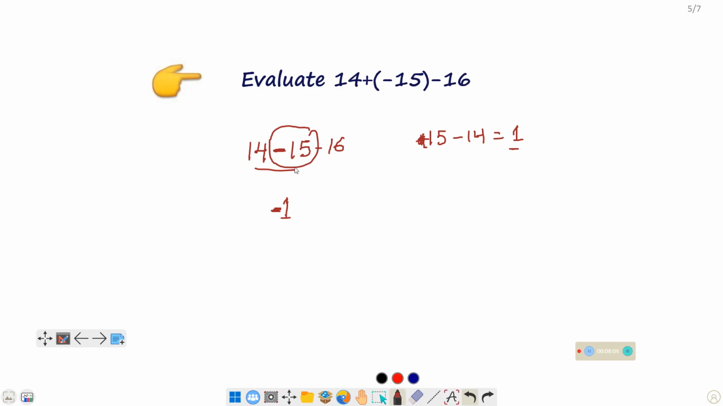And we still have to do negative 1 minus 16. When there are negative and negative, what do we have to do? Addition. That is 1 plus 16 is 17. And which sign should I use? Both have a negative sign, so it will be negative. So the answer we get is negative 17.